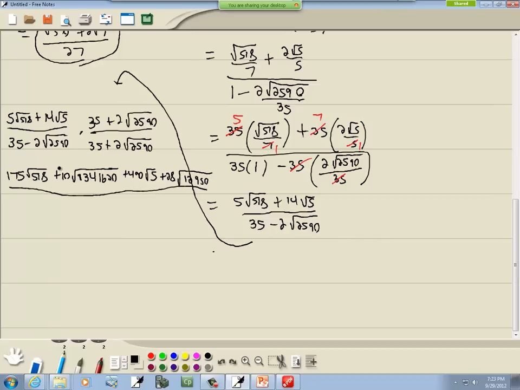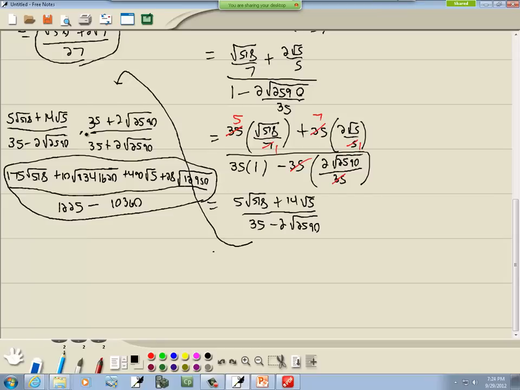Over 35 times 35, 1225, minus 2590 times 2, or wait a minute, times 4. So 10,360. Now I'm not going to simplify this down any further. I mainly just want to get rid of the square root downstairs there. That'd just be futile to go any further.